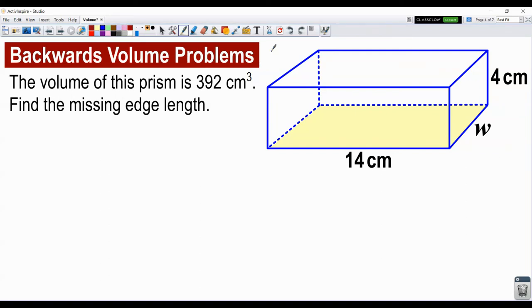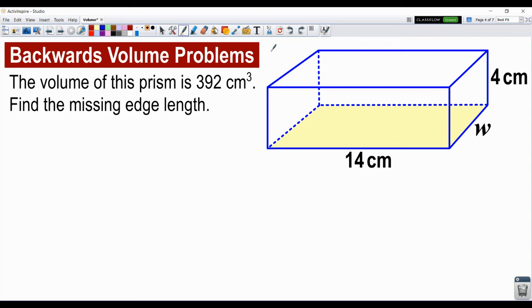Hello everyone, today's geometry lesson involves volume of prisms, but more specifically, backwards problems. You may recall from previous lessons, backwards problems are where normally you'd be looking for the volume and multiplying things together. Well, now I'm going to give you the volume and we've got to work backwards in order to find what was missing. So you can see from my picture here, we're starting with a rectangular prism, and I have two examples for you today.